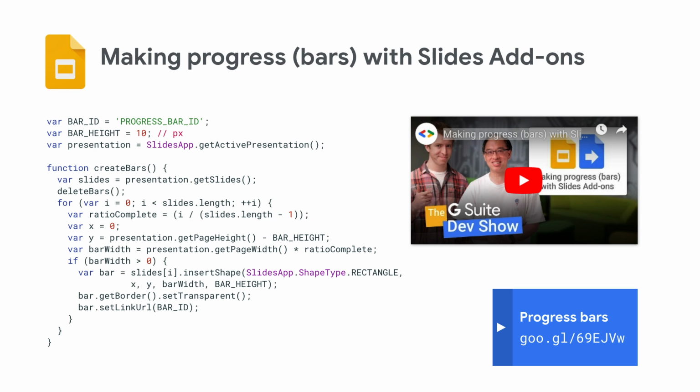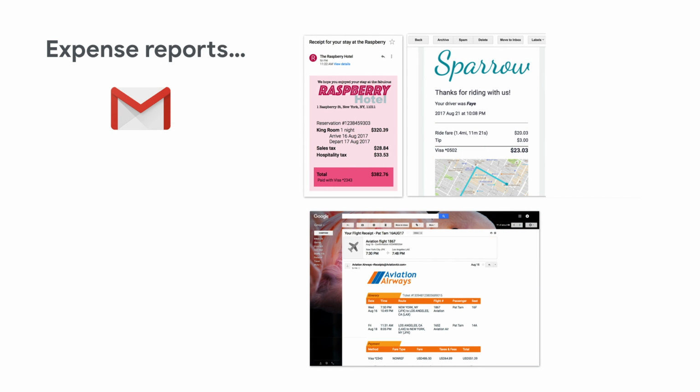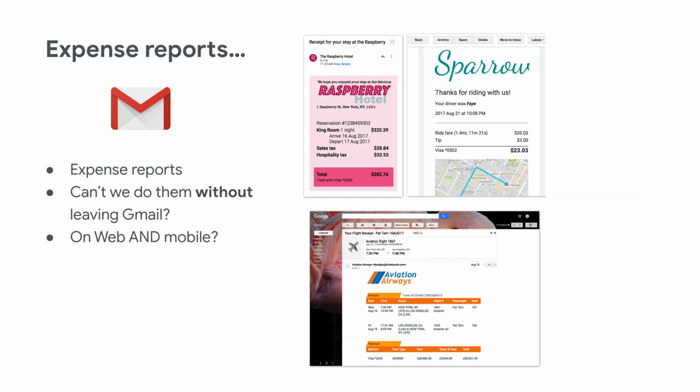Next, let's say you're a busy working professional going on a business trip. You want to get reimbursed for your airfare and hotel, right? Well, for that, you need to create what is called an expense report for your manager. But since you get all of your receipts in Gmail, why can't you do the expense report there? Well, you can with the Gmail add-on. Here you can see that we're kind of in Gmail, but let's give you the whole picture.